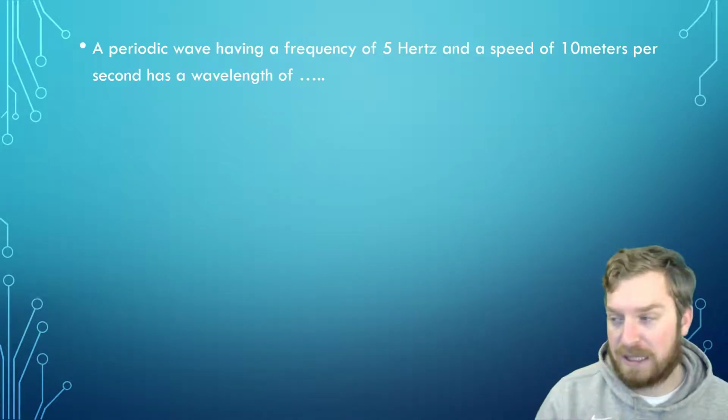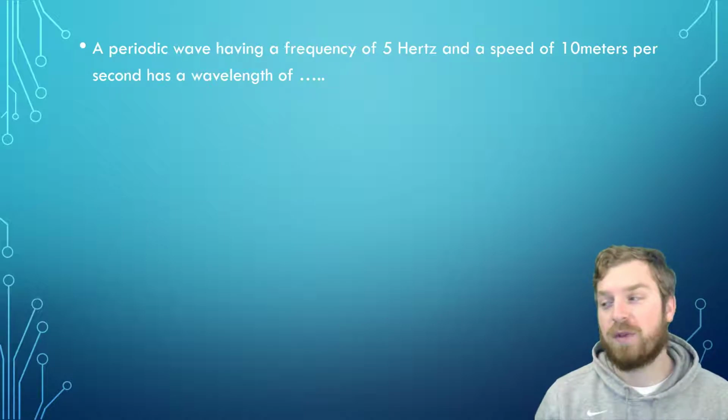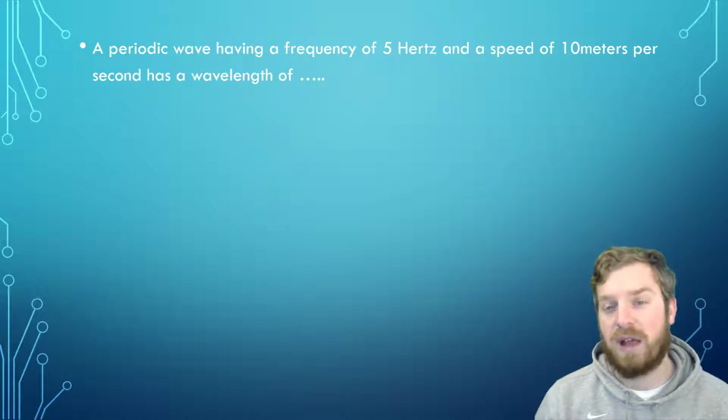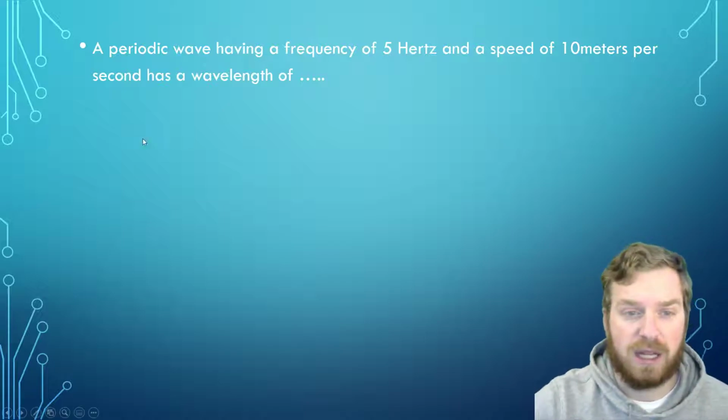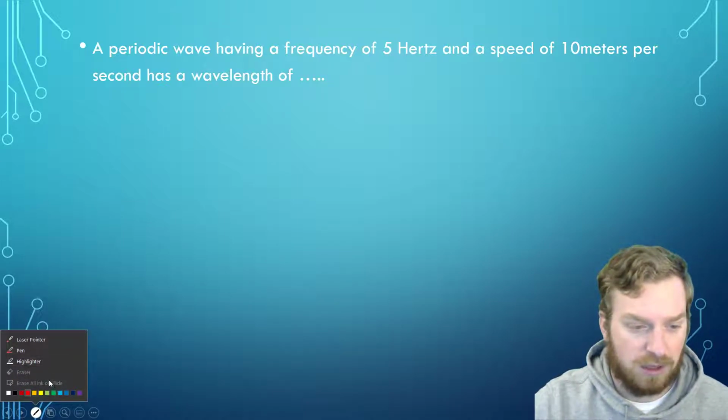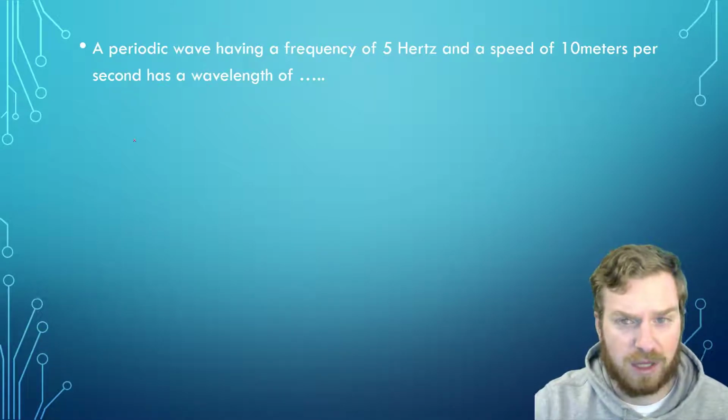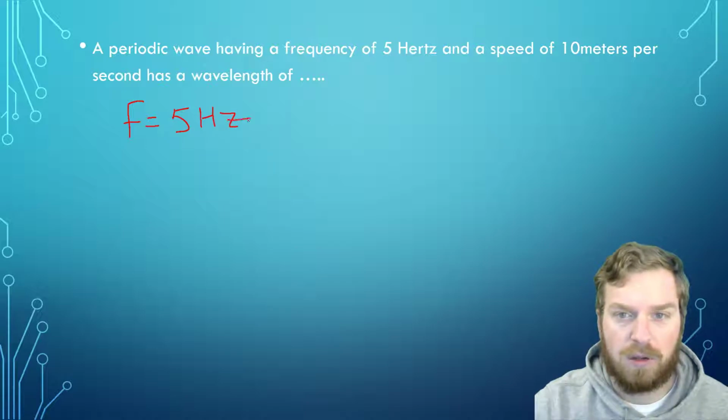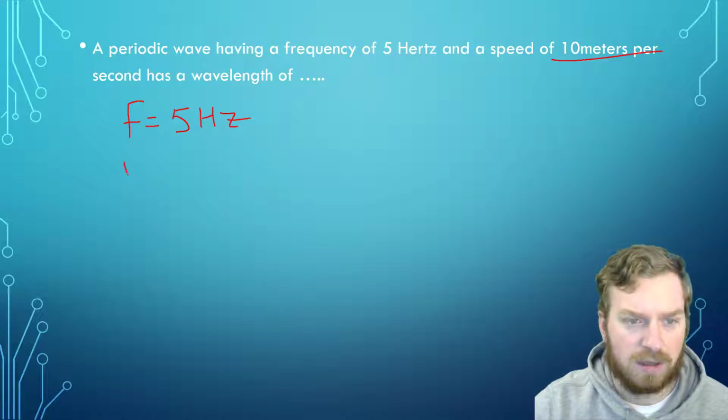The first problem is: a periodic wave having a frequency of 5 hertz and a speed of 10 meters per second has a wavelength of blank. So let's use some red, that should have some good contrast. Let's say we already know our frequency is 5 hertz. We know that our speed is 10 meters per second. And we're looking for our wavelength. That's what we are looking for.